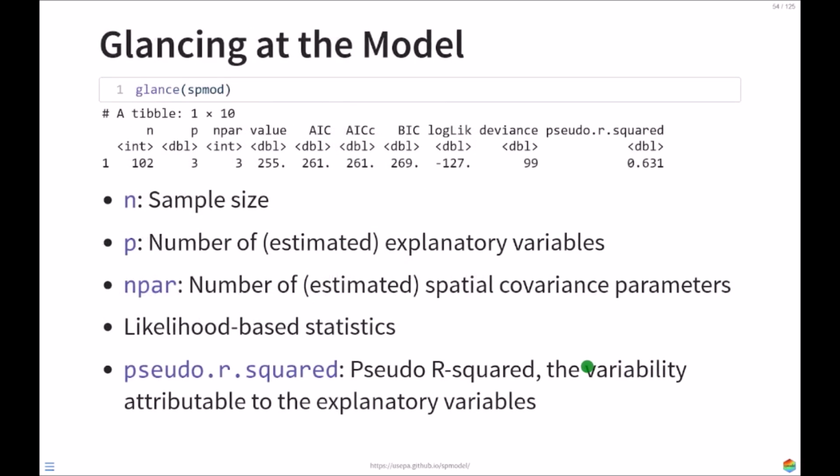The second broom function, glance, will quickly glance at the model fit. So glances are always one-row summaries of the model fit. We see here from left to right it returns the sample size, the number of estimated explanatory variables, the number of estimated spatial covariance parameters, likelihood-based statistics like AIC, AICc, BIC, and we also see the pseudo R-squared here as well.